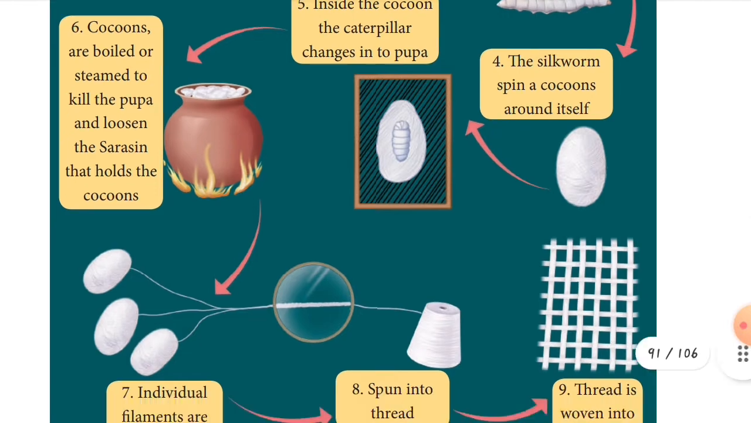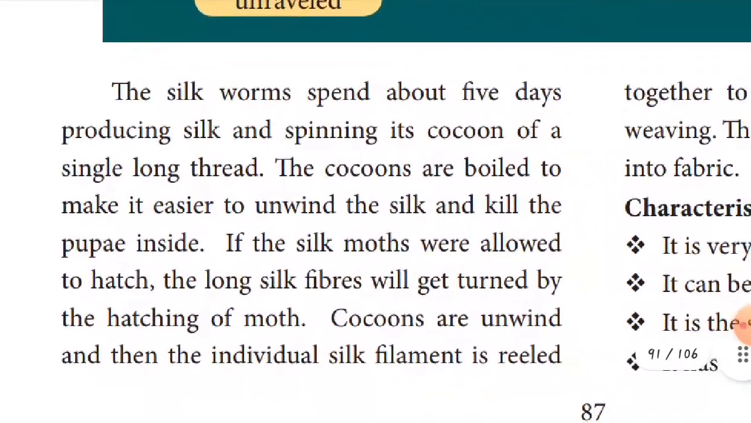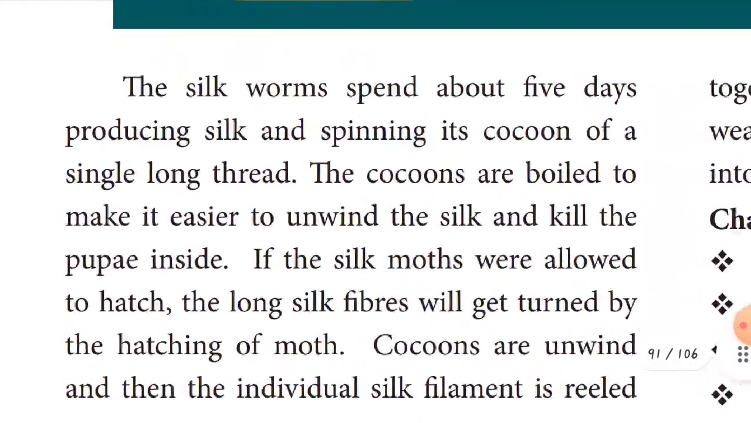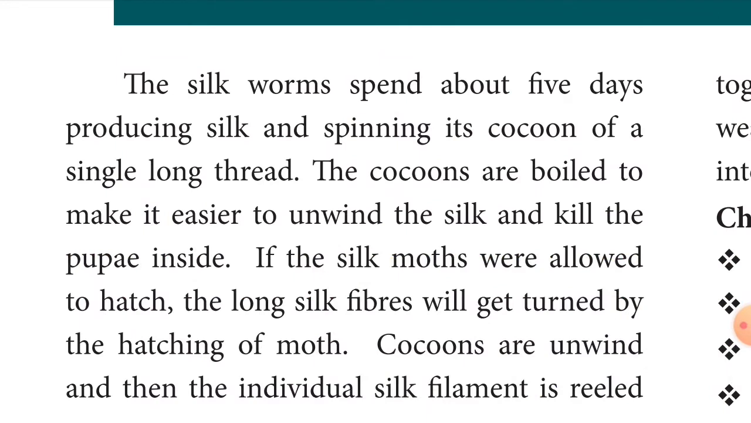And now let's see, the silkworm spends about 5 days producing the silk. Already you know, spinning a cocoon from a single long thread. So here the cocoons are boiled to make it easier to unwind the silk.